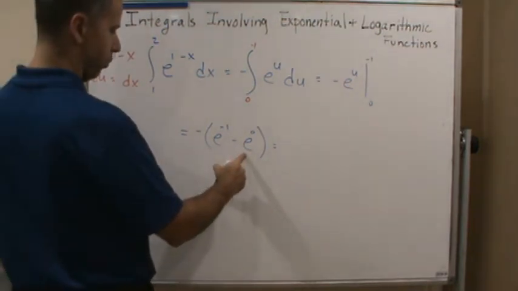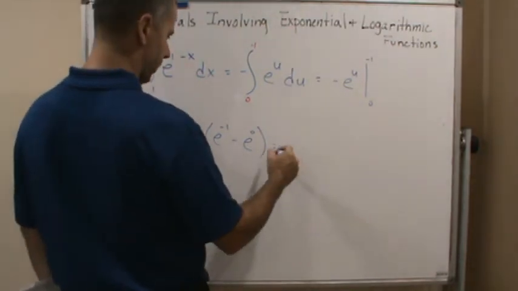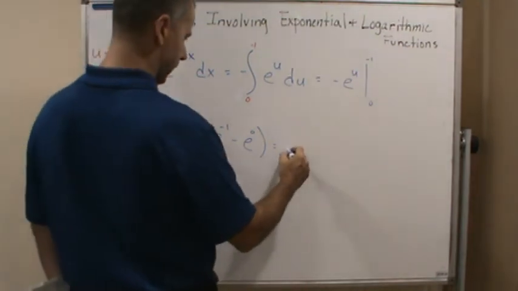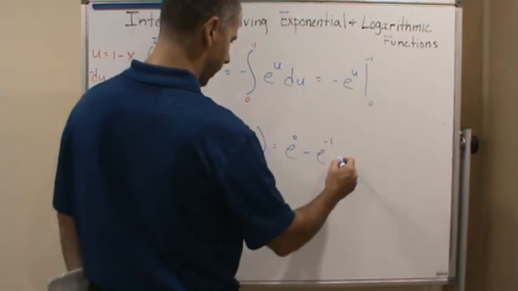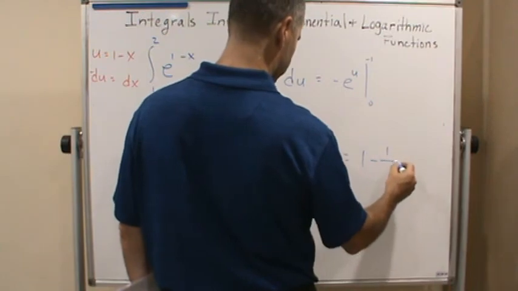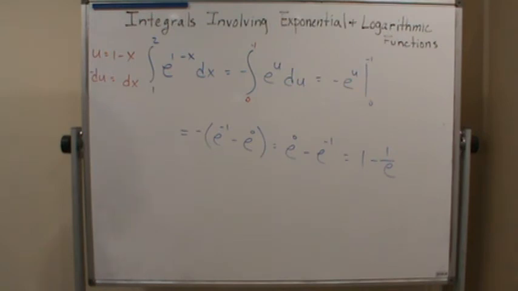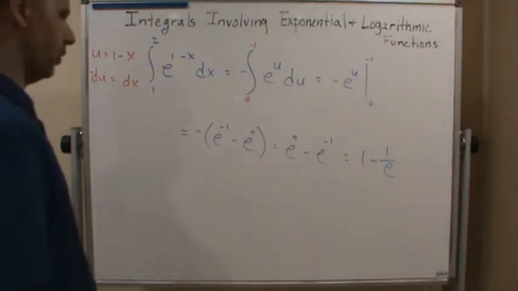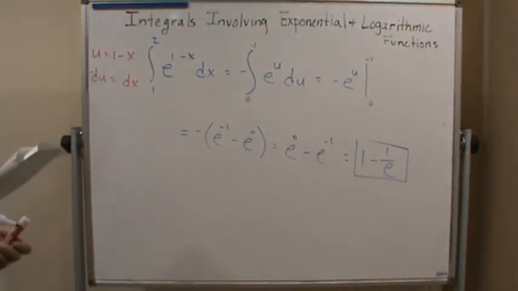Well, this is just going to be 1, right? And this is e to the negative 1. So again, if we distribute the negative, we'll get e to the 0 minus e to the negative 1, which is just going to give us 1 minus 1 over e. And that's our answer. Again, I would just leave it as an exact answer. I would not put it in your calculator because we're not going to use calculators. And so this would be the final answer: 1 minus 1 over e.